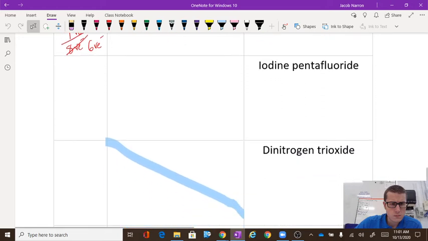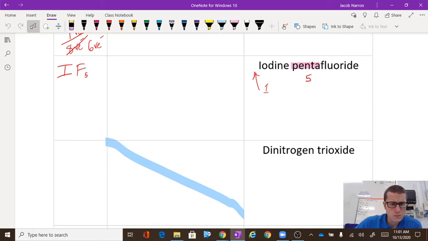Let's look at iodine pentafluoride. It's a little more interesting. Iodine, once again, if they don't write anything in front, that tells us that there's just one iodine. So I'll go over here and write a capital I with nothing underneath it. Remember, we don't write the ones. And then I have pentafluoride. That prefix penta, like pentagon, means 5. So I'm going to put an F, and I'm going to put a subscript of 5 to represent 5 fluorides bonded to this iodine.